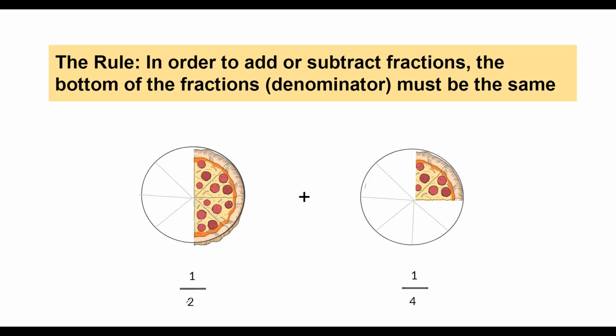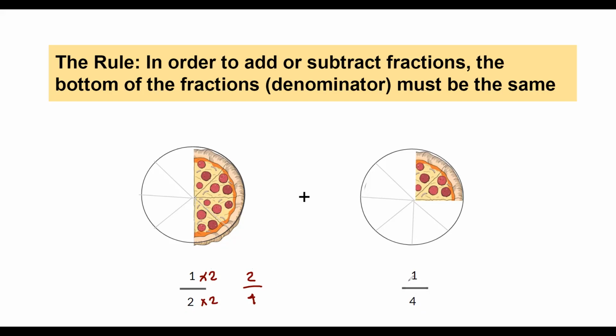We know that we can make this 2 a 4 by multiplying by 2. So if we also multiply the top by 2, we can turn this into a fraction that we can add to 1/4. 1 times 2 would be 2, and 2 times 2 is 4. So 1/2 is the same as 2/4, and now we can add that to 1/4.